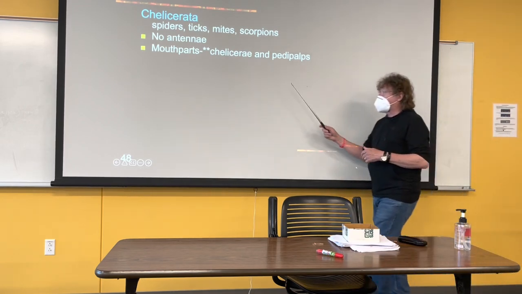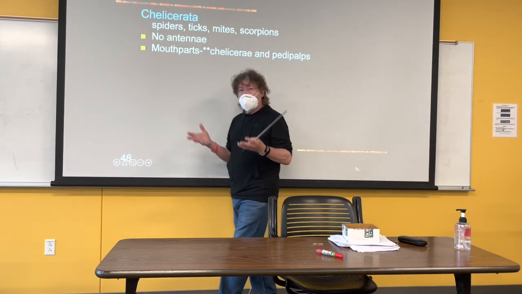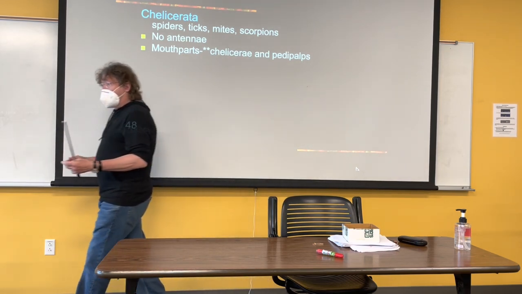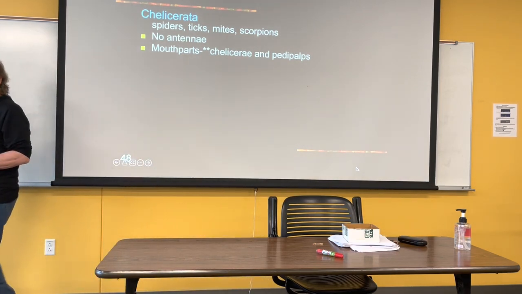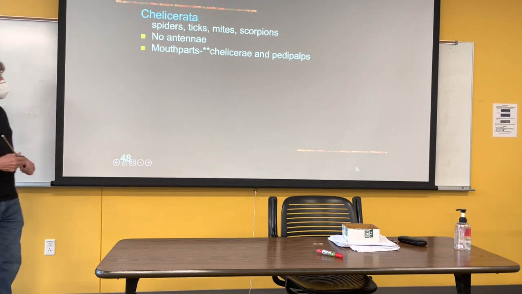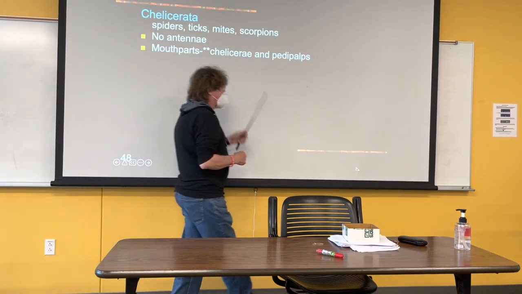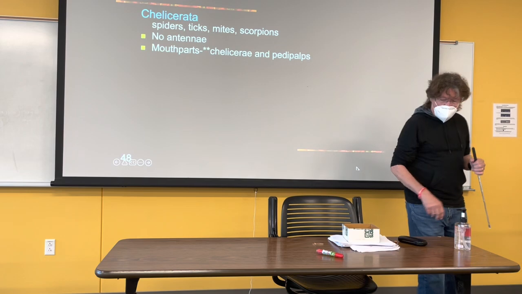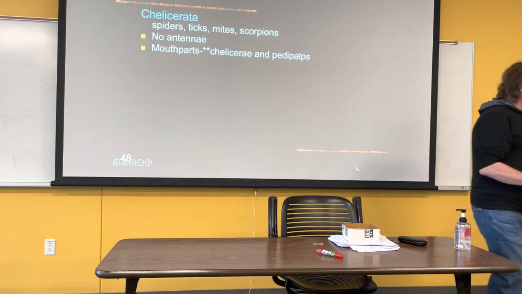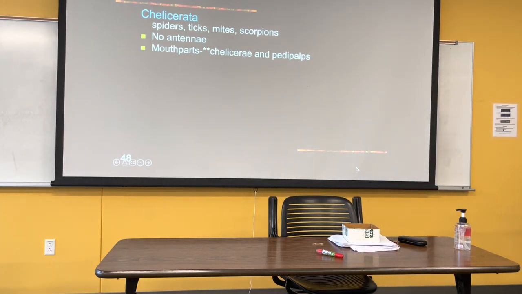Mouth parts in the arthropods are derived from jointed appendages. And so in the Chelicerata, there are 2 different types, 2 pairs here. I'm counting them as just one apomorphy, namely chelicerae and pedipalps.